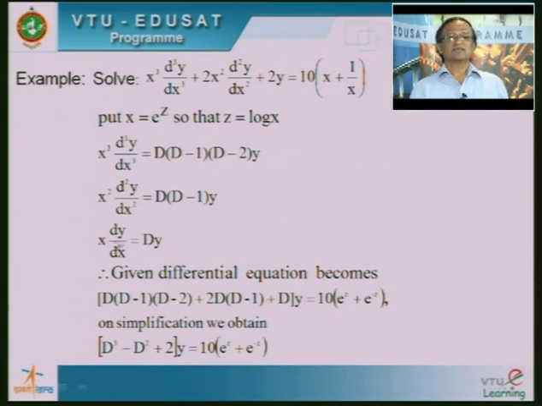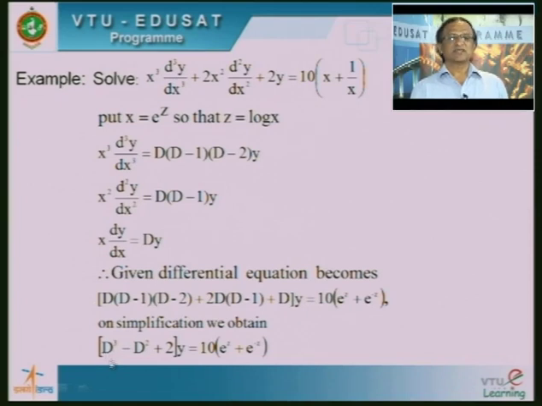And last term is x into D into dy is equal to dy. So then the given equation becomes D into D minus 1, D minus 2 plus 2 times D into D minus 1 plus Dy is equal to 10 times of e to the power z plus e to the power minus z. You can replace x by e to the power z, 1 by x by e to the power minus z. So you can simplify, multiply as usual.